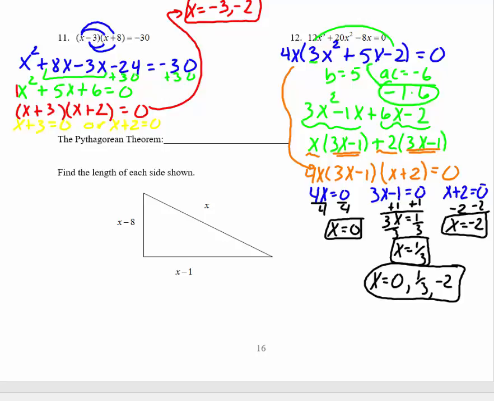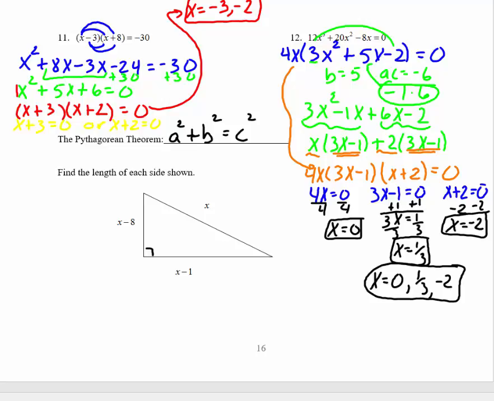So lastly, we're going to work on something called the Pythagorean theorem. Just briefly, the Pythagorean theorem says if you have a right triangle, then the sides are in proportion as a squared plus b squared equals c squared. So the Pythagorean theorem states a squared plus b squared equals c squared. The side of one of them squared plus the side of the other one squared should equal the hypotenuse squared.